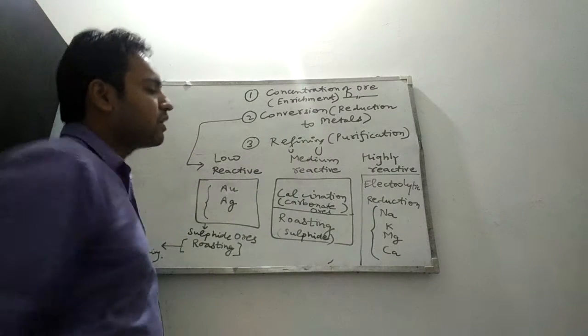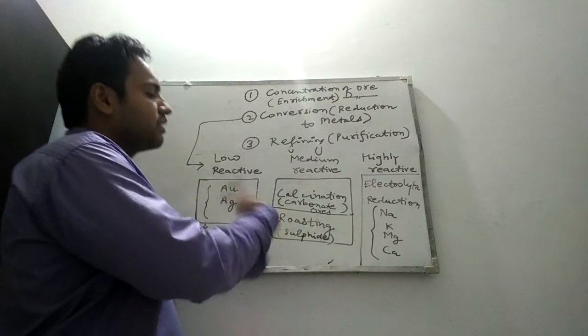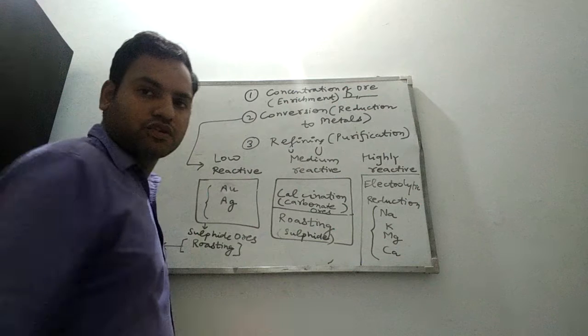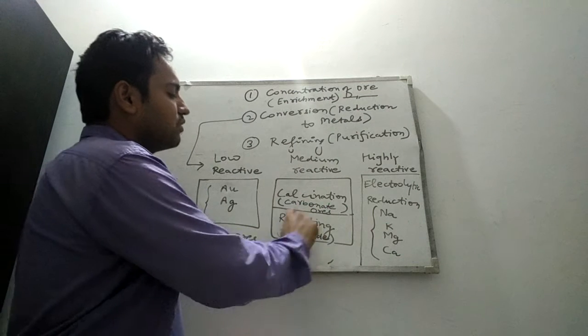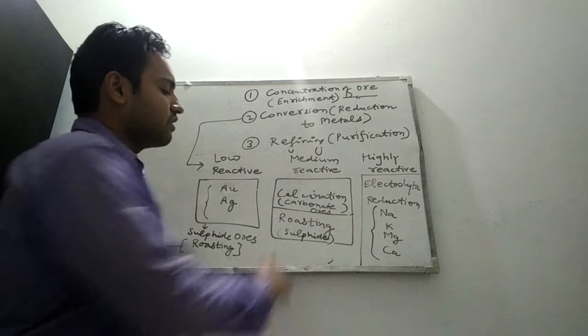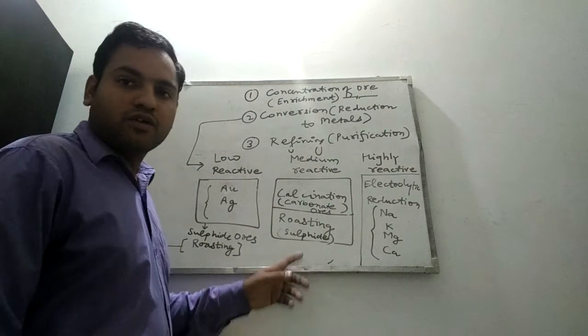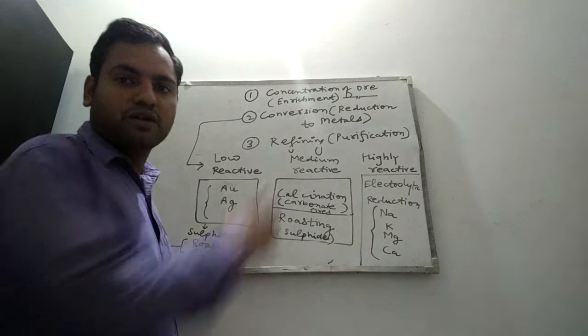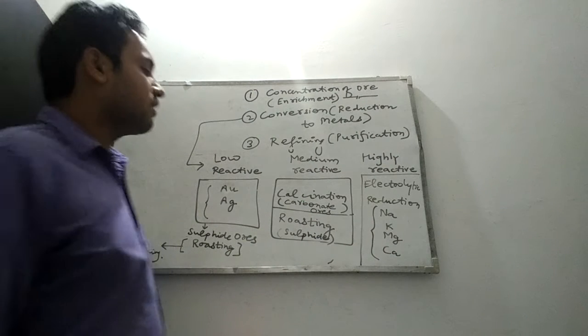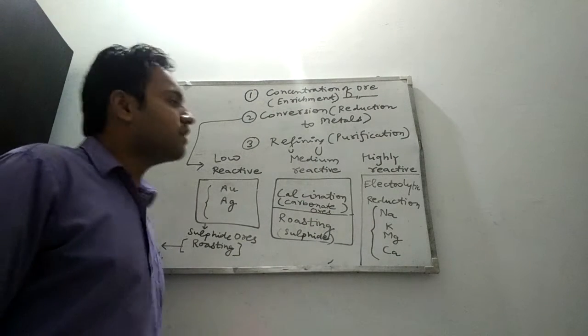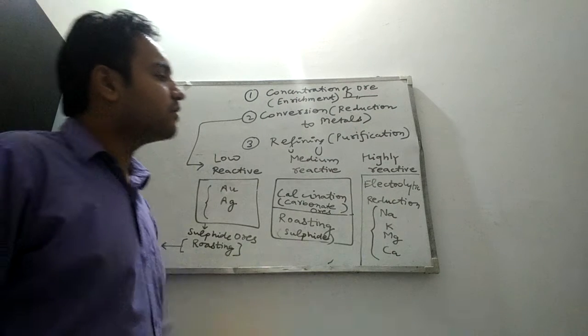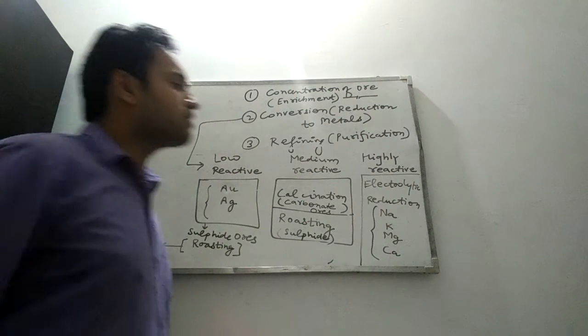Similarly, for the medium reactivity series, for reactive metals, there are two different types of ores found in nature: carbonates and sulfides. Okay, zinc sulfide, copper sulfide. Similarly, carbonates, zinc carbonate and calcium carbonate. Okay. Similarly, for the highly reactive metals like sodium, potassium, magnesium, calcium.